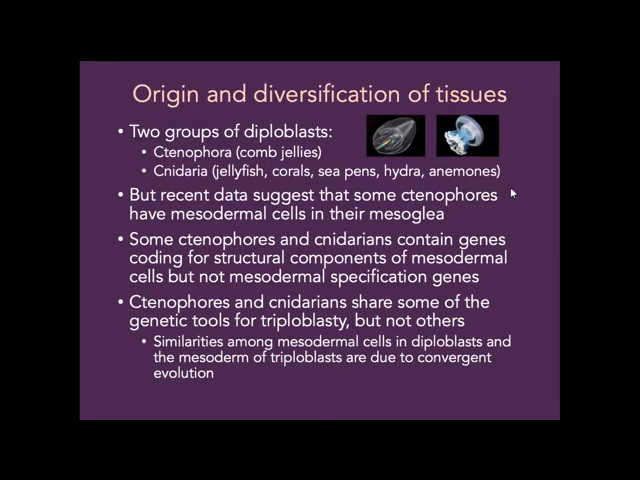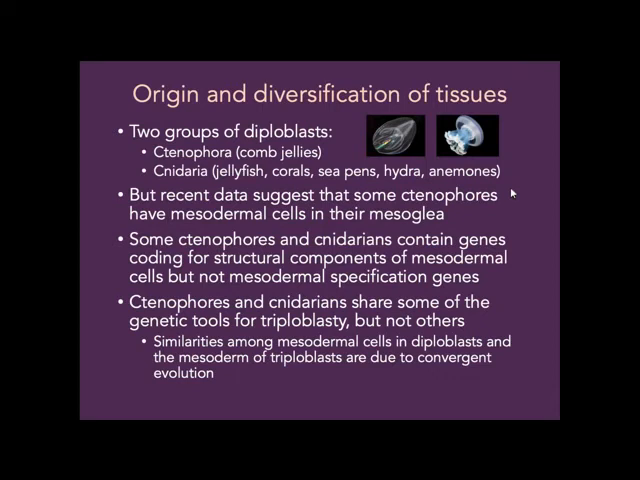And then there are some similarities among the mesodermal cells in diploblasts and the mesoderm of triploblasts that may be due to convergent evolution. So some of the genetic material may be homologous, but some of the cellular similarities may be analogous. So it's kind of a mix.